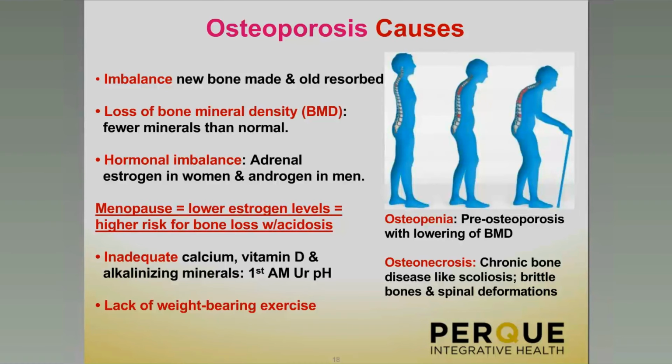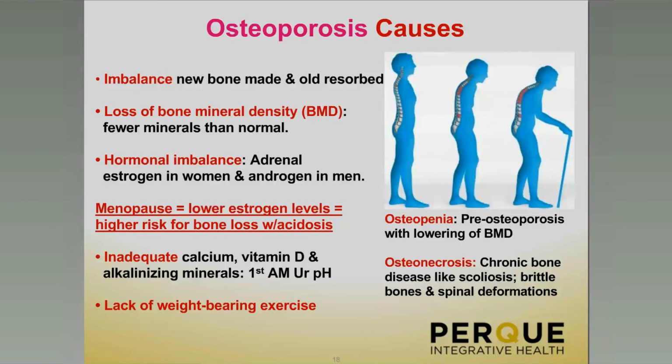Menopause means a lower estrogen level for most women rather than a shift, and a higher risk of bone loss with acidosis. So if you combine an acid-forming diet and the typical estrogens in the perimenopausal and menopausal period, you'll have accelerated bone loss. Inadequate calcium, vitamin D, and alkalinizing minerals can be reflected and assessed in the first AM urine pH, and we recommend that folks who want healthy bones throughout their whole lifespan measure their first AM urine pH in the morning, keeping it in the 6.5 to 7.5 range based on their diet, their supplements, their activity, and their attitudes.